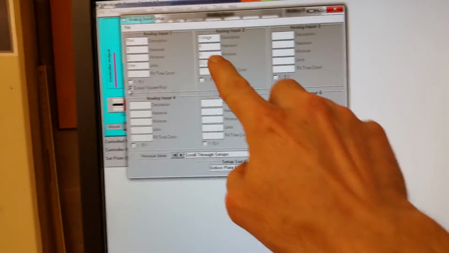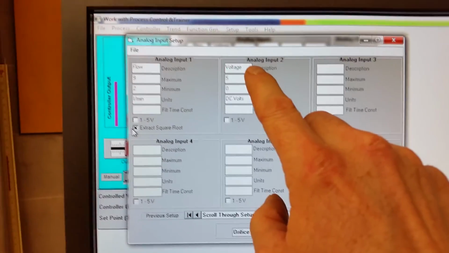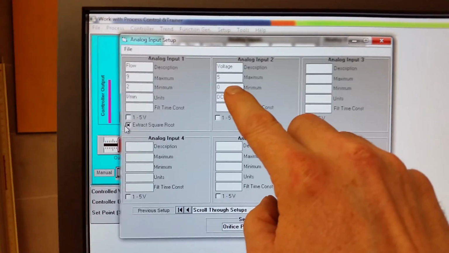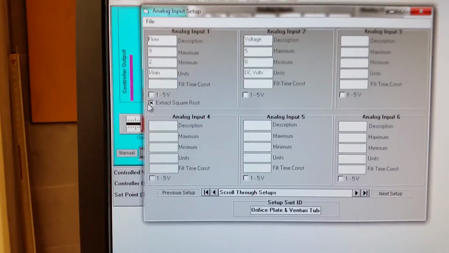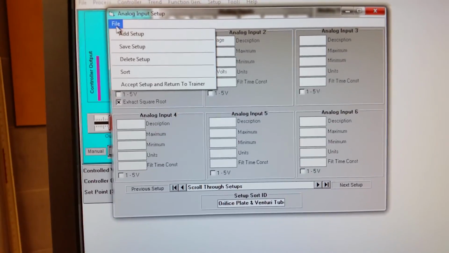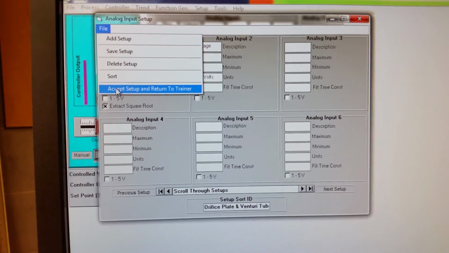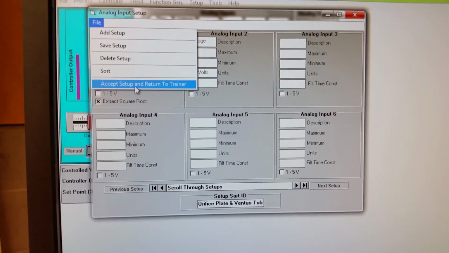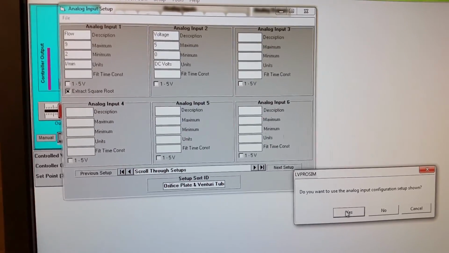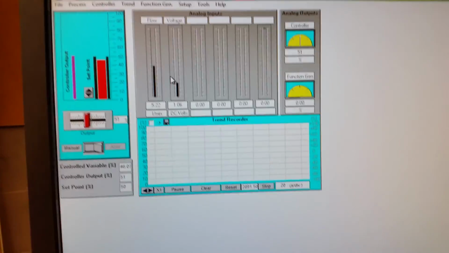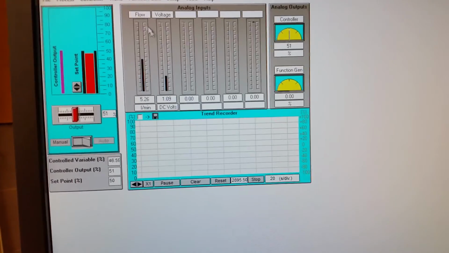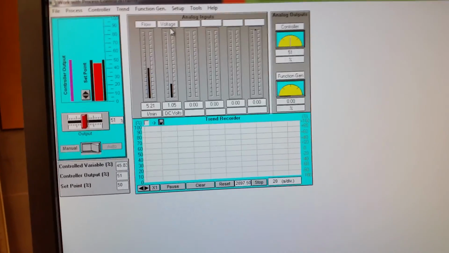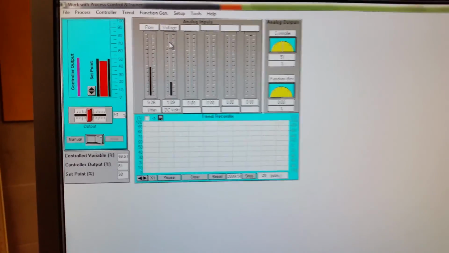We're going to keep this voltage the same, so it's going to mirror the voltage. Voltage 5 volts max, 0 as my min, and DC volts. Keep this not tagged. Go up to file, accept, and return to the trainer. Excellent. And now we've got flow from 2 to 9 liters per minute, and our voltage from 0 to 5. And what's awesome is now it'll directly reflect what's going on out in the field.